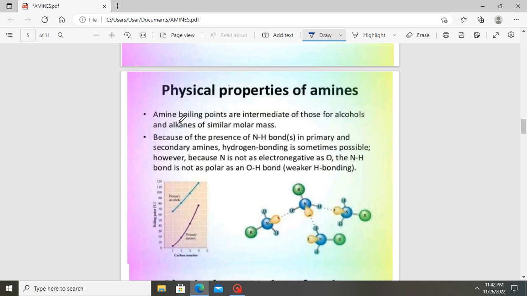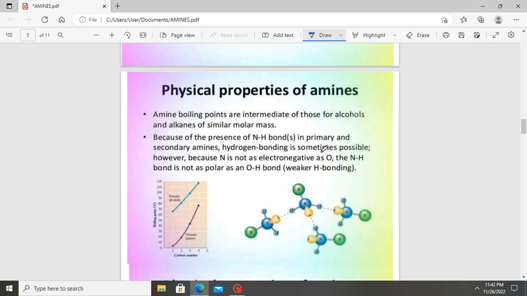Now let's see the chemistry behind why amines of similar molecular weight tend to be intermediate between alcohols and alkanes. Amines have nitrogen, and because of the presence of the nitrogen, in primary and secondary amines there is a possible hydrogen bonding system. Now, nitrogen is not as strongly electronegative as oxygen. Therefore, the hydrogen bonding in alcohols is going to be stronger than that of amines.